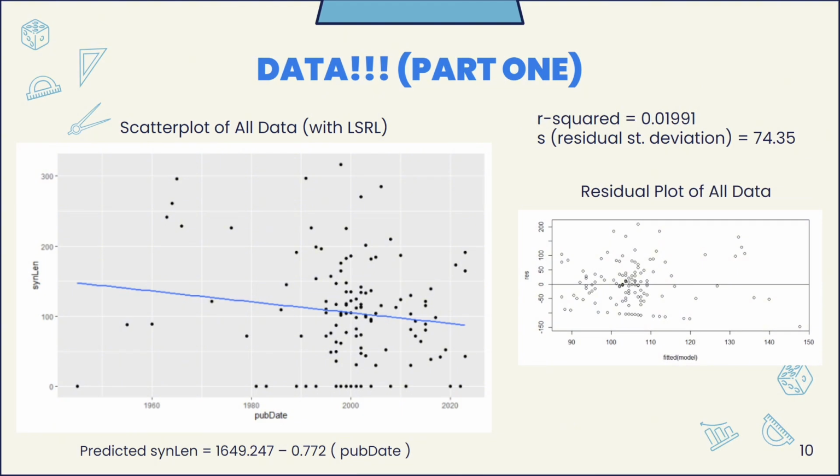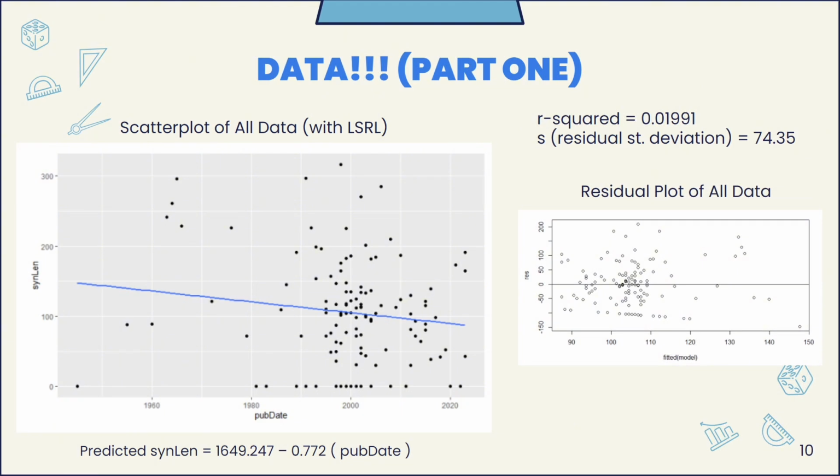And then the line can be represented by the equation predicted synopsis length equals 1649.247 minus 0.772 multiplied by the published date. And then our y-intercept, 1649.247, represents the predicted synopsis length if the publication date was 0. And then our slope, which is negative 0.772, indicates that for each additional year in publication date, the predicted synopsis length would decrease by approximately 0.772 words.